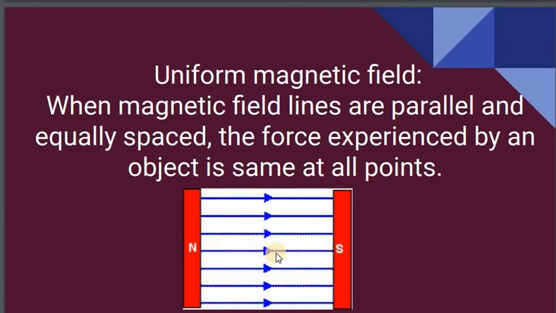Now we'll see uniform magnetic field. When the magnetic field lines are parallel and equally spaced, the force experienced by an object is the same at all the points. This is how the uniform magnetic field is drawn and shown. And this is moving from north to south. They are equally spaced and they are parallel to each other. If you take any point in this region, they have the same magnetic field intensity.